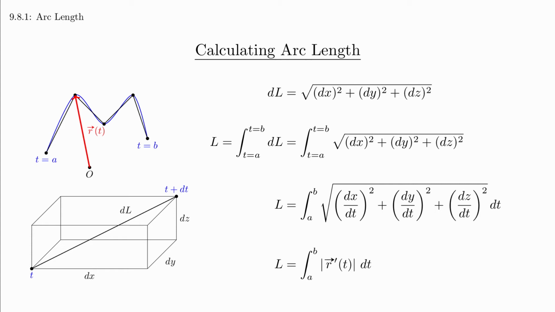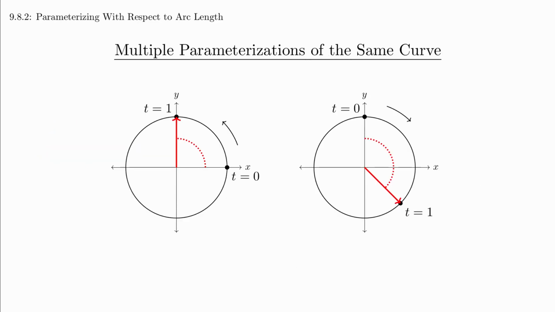Notice that the square root part is actually just the length of the derivative vector. This gives us a more compact formula for arc length. The limits of the integral are the values of t that mark the starting point and the ending point of the curve. One of the challenges that we've seen with parameterizations is that there are multiple parameterizations of every curve.